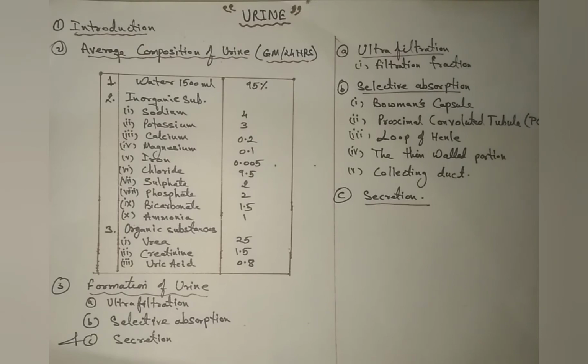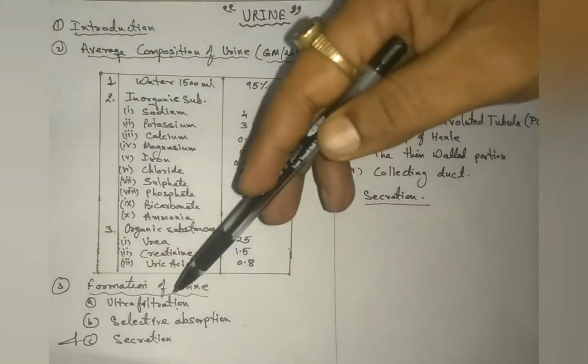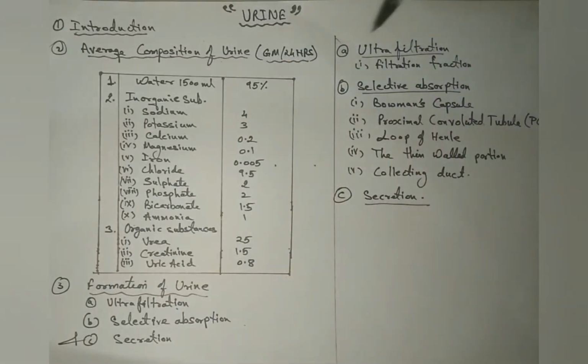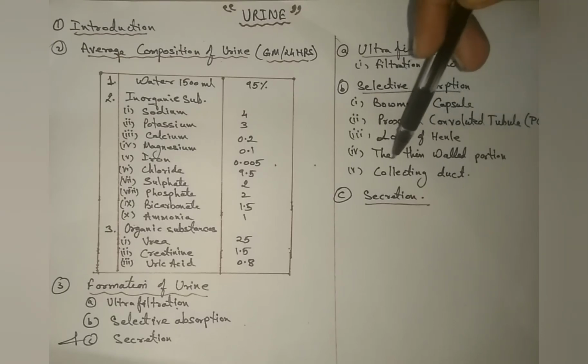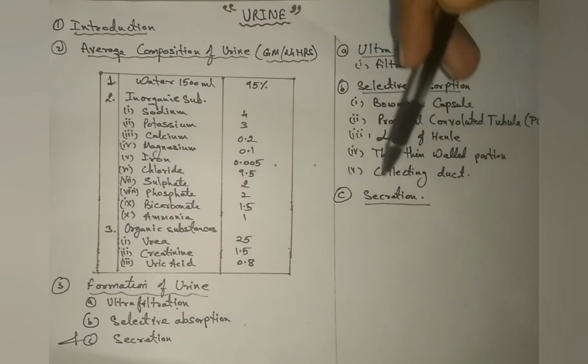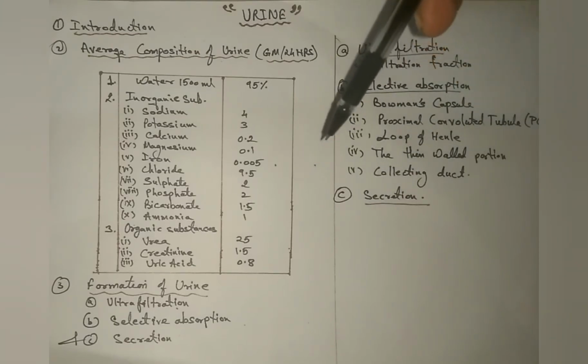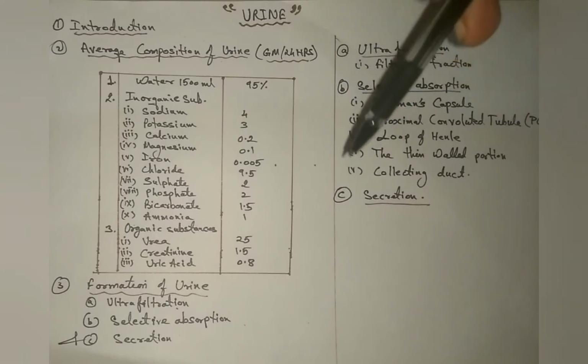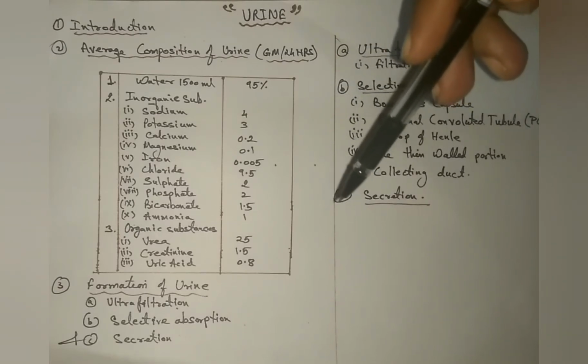Today we will discuss about urine. In this, we will discuss introductions, average composition of urine in grams per 24 hours, formation of urine, ultrafiltration, selective absorption, and secretions. In ultrafiltration, we study filtration fractions. In selective absorption, Bowman's capsule, proximal convoluted tubule, loop of Henle, the thin walled portions, and collecting duct. And lastly is secretions. So, urine is a liquid byproduct of metabolism in humans and in many other animals.